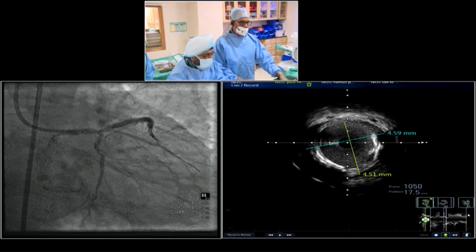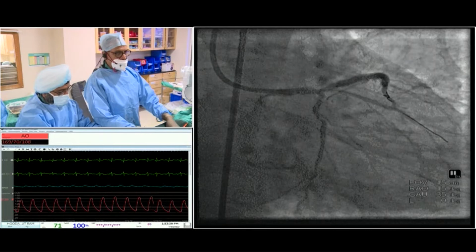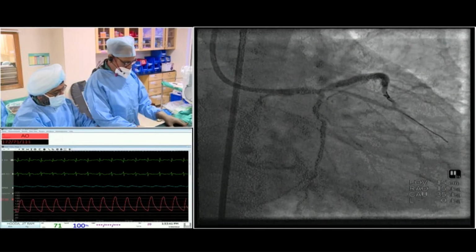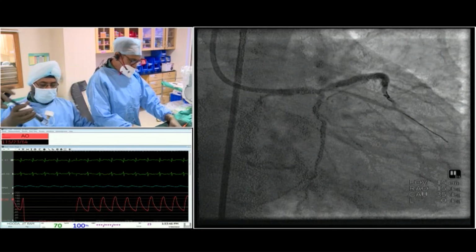What size balloon did you use, sir? We used a 3.5 millimeter balloon. Okay. So now you're taking a 4 into the left main and proximal LAD, 4x22 Onyx, you said. 4x22 Onyx. Okay. So the plan is not to come onto the ostium.